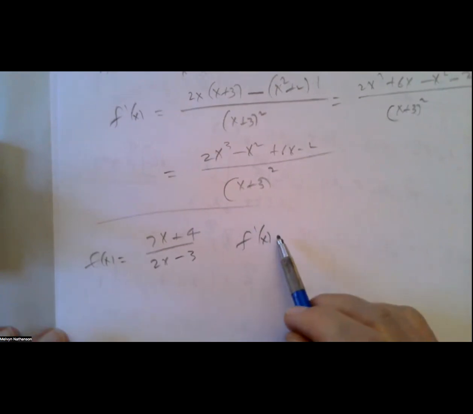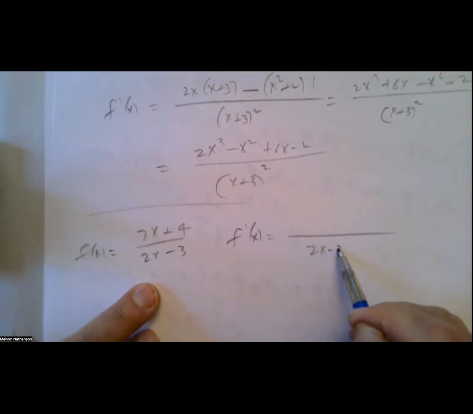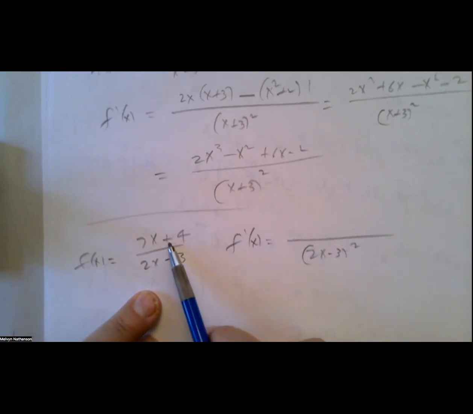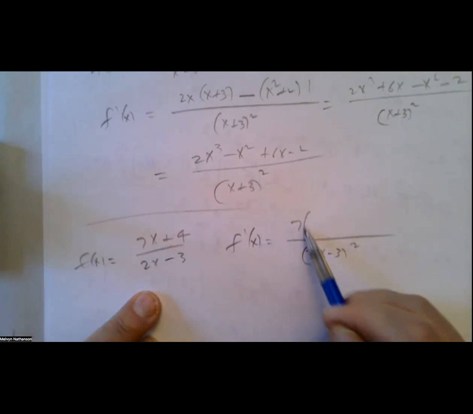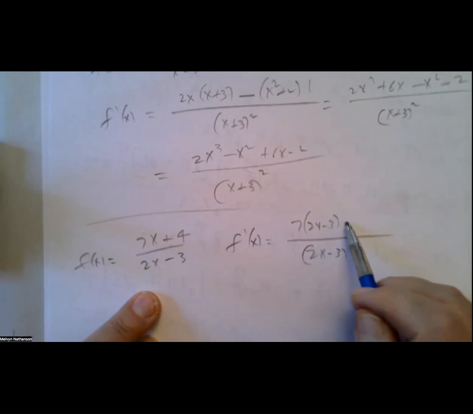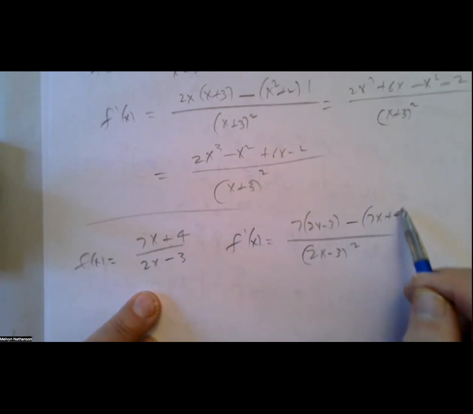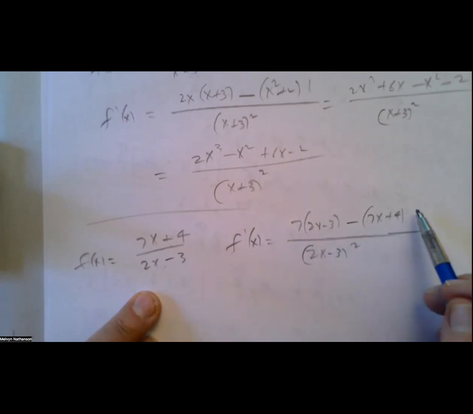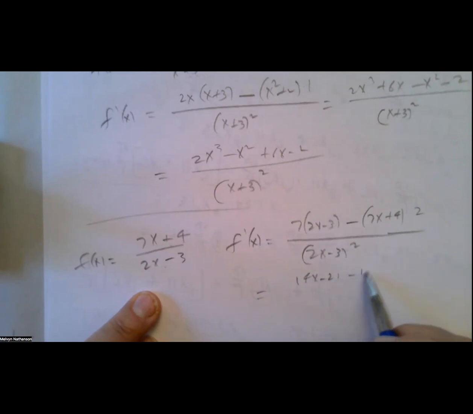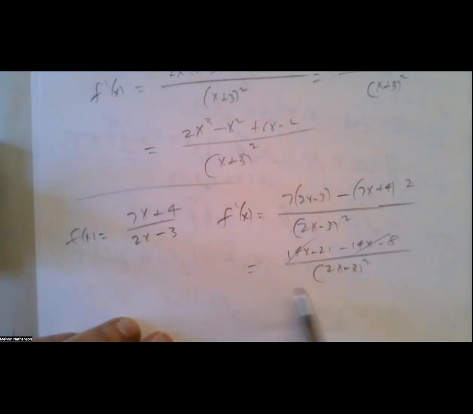So f prime of x, you take the denominator and you square it. The derivative of the numerator is 7 times the denominator minus the numerator times the derivative of the denominator, which is 2. So this is 14x minus 21 minus 14x minus 8 over 2x minus 3 squared. The 14x's cancel, and I get minus 29 over 2x minus 3 squared.